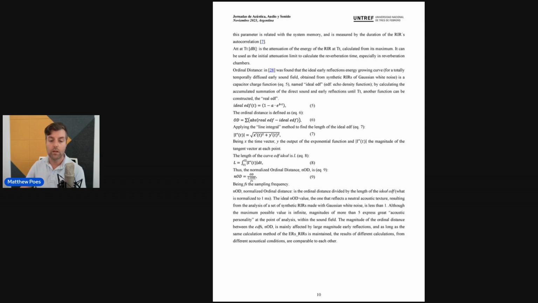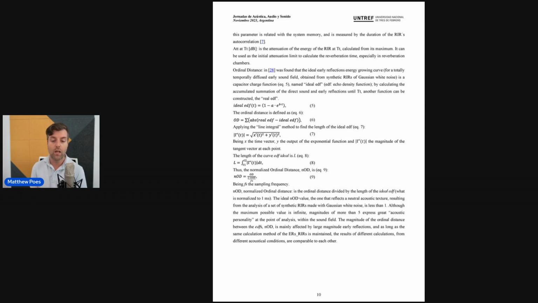The ideal normalized ordinal distance value, the one that reflects a neutral acoustic texture resulting from the analysis of a set of synthetic room impulse responses made with Gaussian white noise, is less than 1. So remember I was telling you that 1 to 2 is really pretty good. Less than 1 is ideal. So here's where he actually goes and says that. Although the maximum possible value is infinite, magnitudes of more than 5 express great acoustic personality. In other words, the texture of the room is such that you're actually getting a strong sound from the room, and that isn't a good thing.